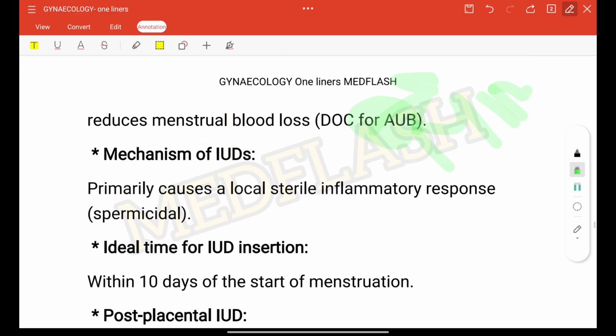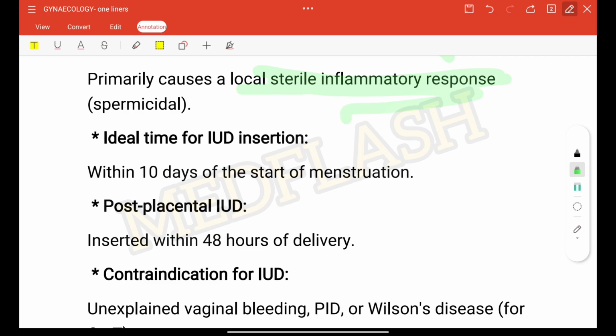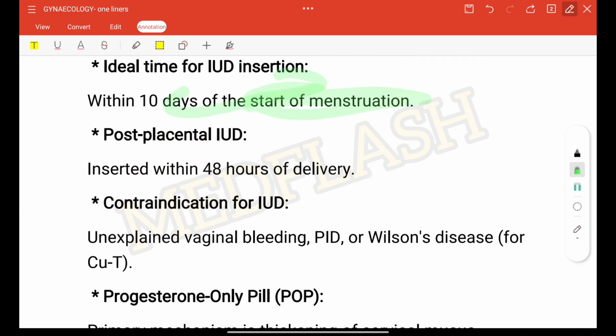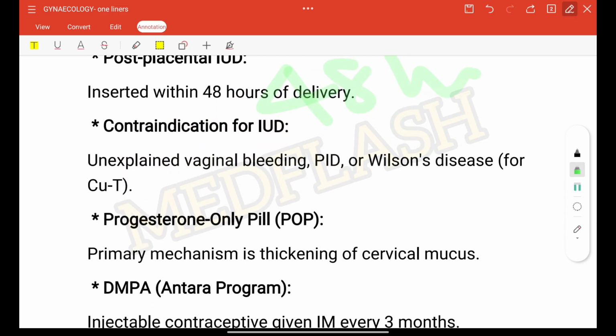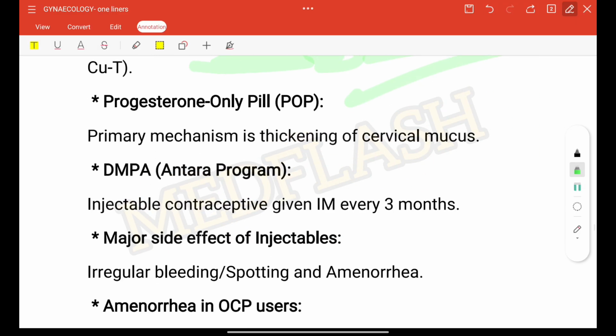Mechanism of IUDs: primarily causes a local sterile inflammatory response, which is spermicidal. Ideal time for IUD insertion is within 10 days of start of menstruation. Post-placental IUD is inserted within 48 hours of delivery. Contraindications for IUD: unexplained vaginal bleeding, PID or Wilson disease. Progesterone-only pill primary mechanism is thickening of cervical mucus.